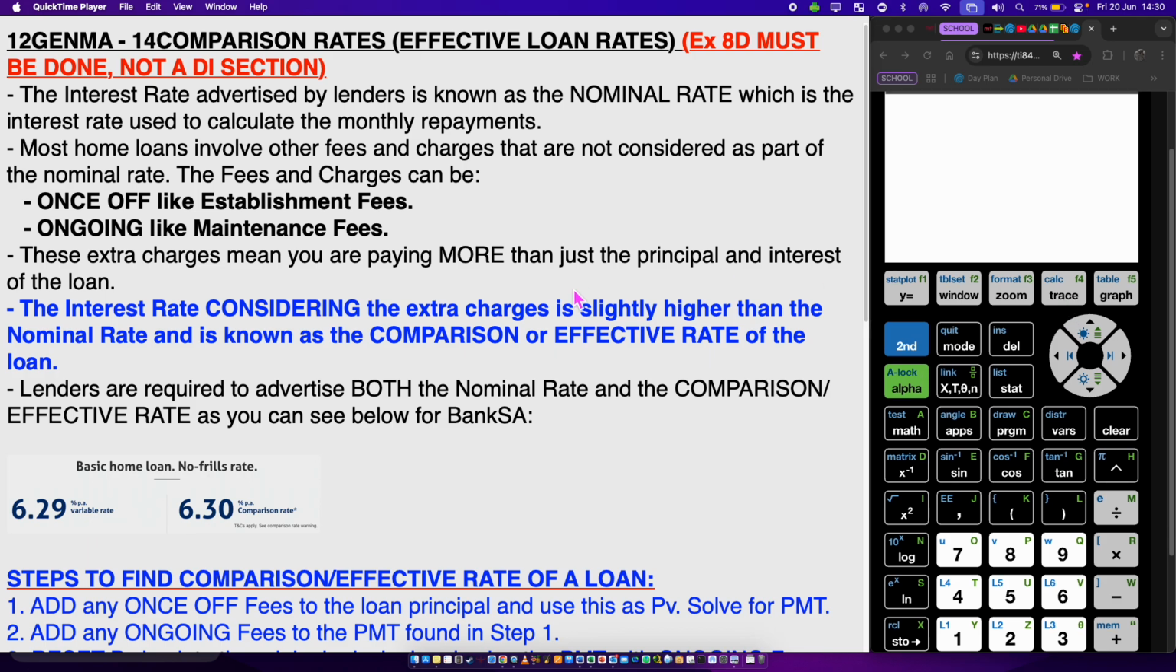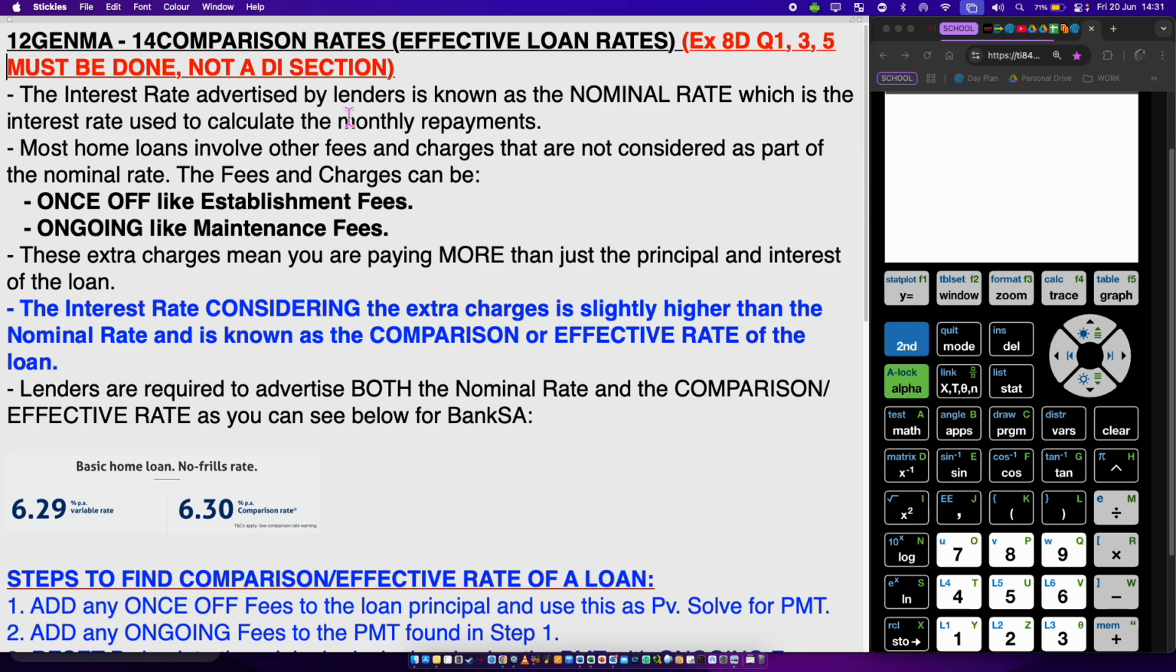The last bit of content that you need to know about is called comparison rates or effective loan rates. That's exercise 8D. I think on the timeline it asks you to do questions 1, 3, and 5. This isn't something that you do in the DI. It's a test question or exam question. It's not something that you'll practice by doing the assignment.